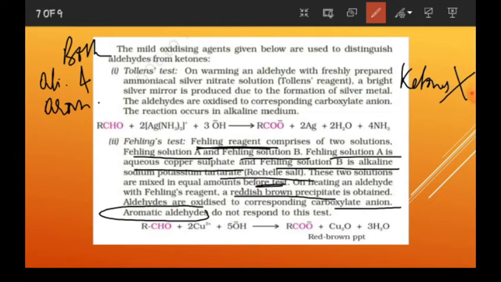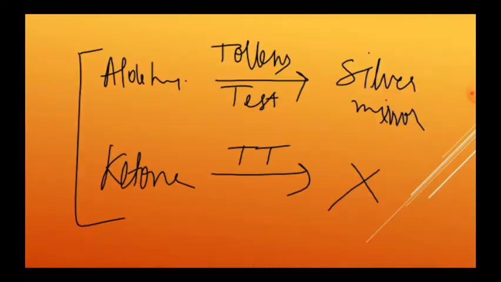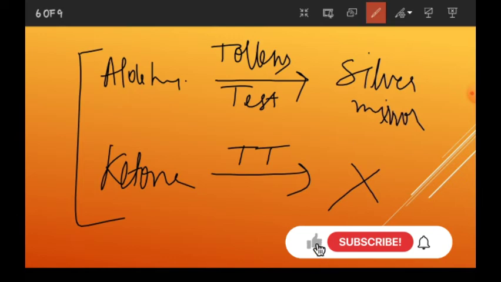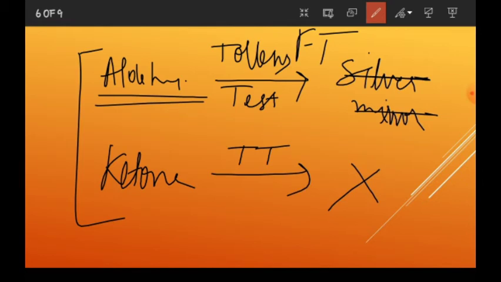Again I am telling you, no need to remember the equation. Simply you can write the way I told you. Suppose again a question says to distinguish between a given aldehyde and ketone, but in this case the aldehyde is aliphatic. Then you can write Fehling's test, and it will give a reddish brown precipitate, and the ketone will not give this Fehling's test. No need to remember the equation if you are not able to remember.